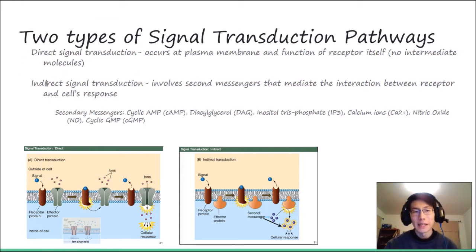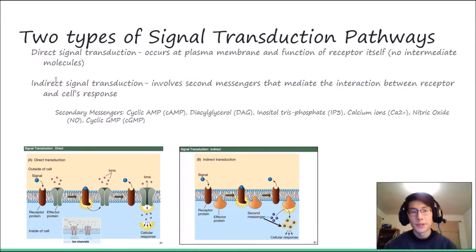In terms of signal transduction, there's basically two ways we can break it down. You have direct and indirect. Direct signal transduction occurs at the plasma membrane, and the function is basically the receptor itself, so there's no intermediate molecules. An example is the binding of a signal molecule to a receptor, and the effector is right within the membrane. In this case, an ion channel is opened, and the influx of ions triggers a cellular response.